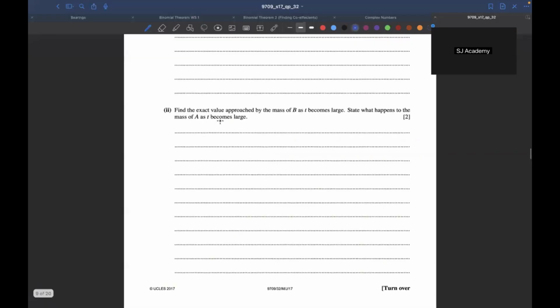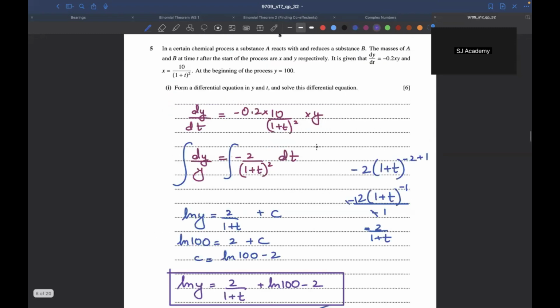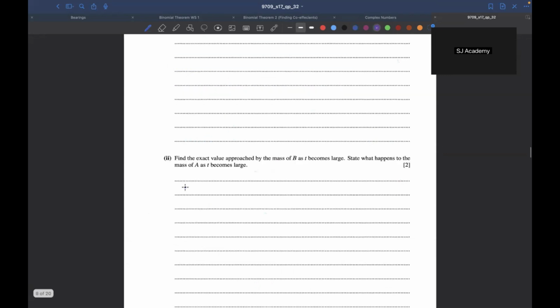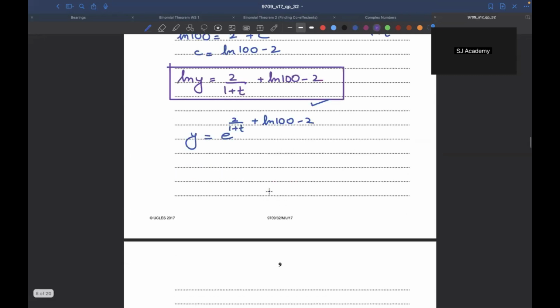In part 2, it says find the exact value approached by the mass of B as T becomes large. State what happens to the mass of A as T becomes large. Now we know that Y represents the mass of B and X represents the mass of A. So we know that ln Y is equal to 2 upon 1 plus T plus ln 100 minus 2.